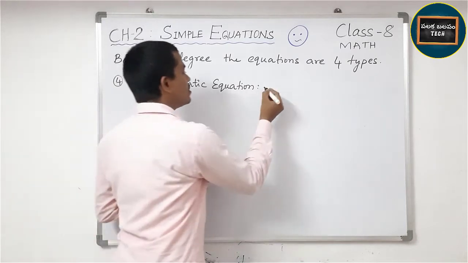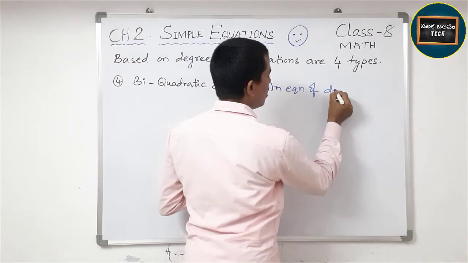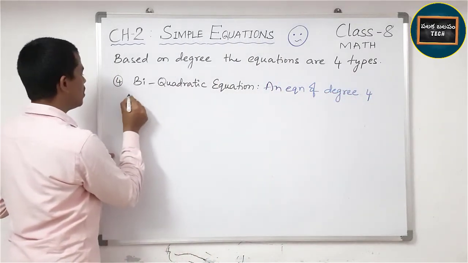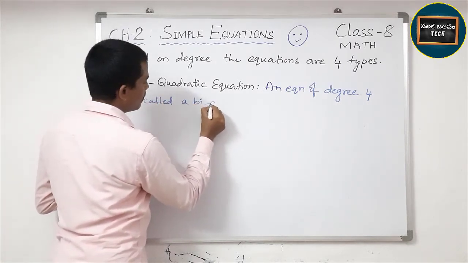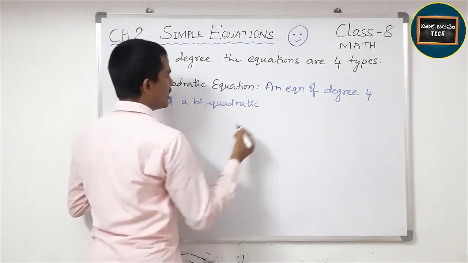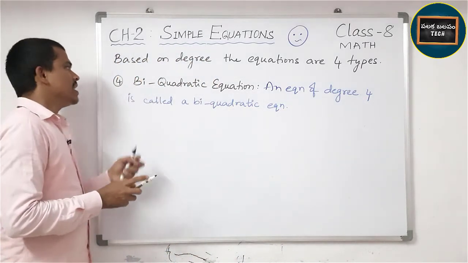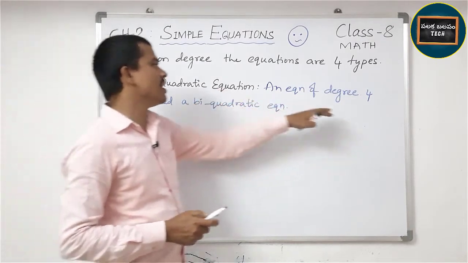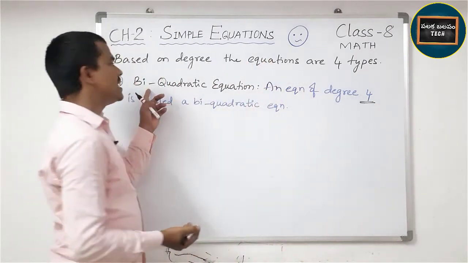An equation of degree 4 is called a biquadratic equation. Now to check whether an equation is a biquadratic equation or not, first we have to check the degree. If the degree of the equation is 4, then it is called a biquadratic equation.